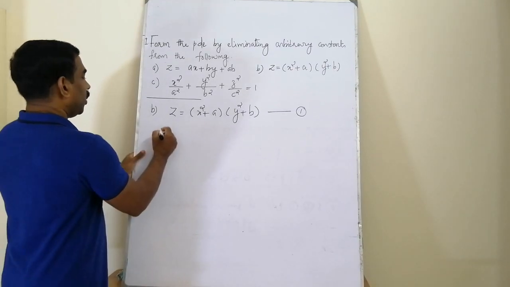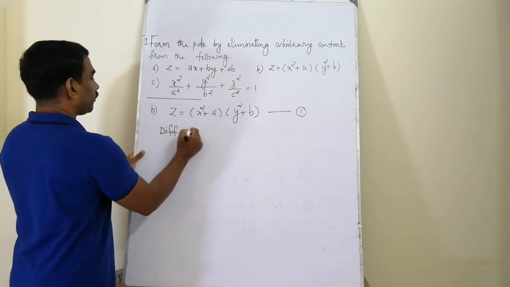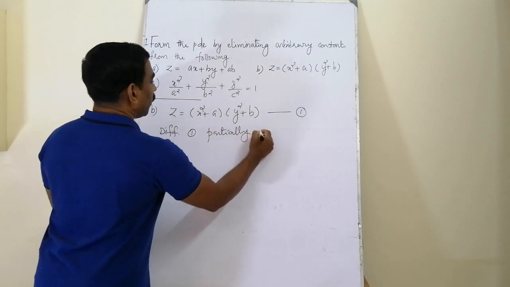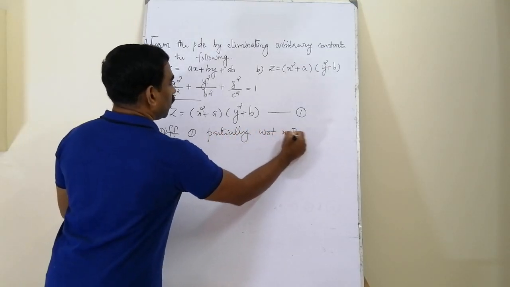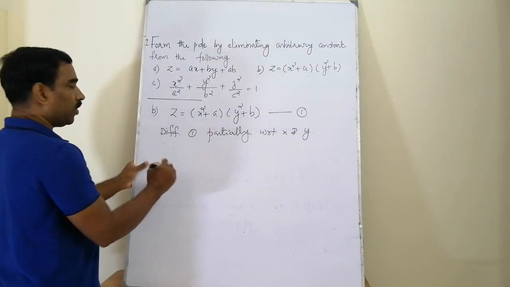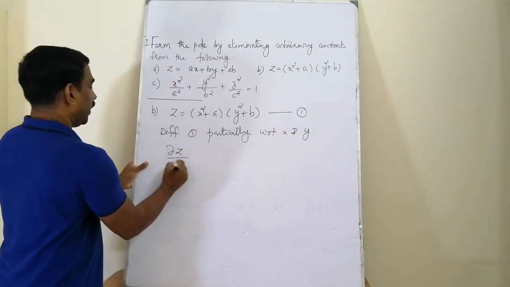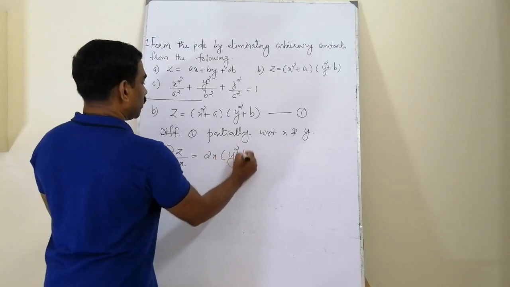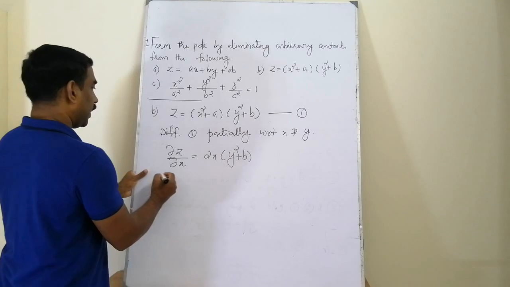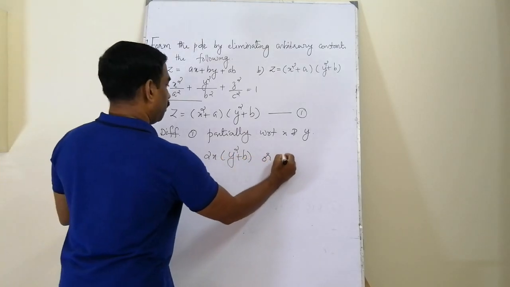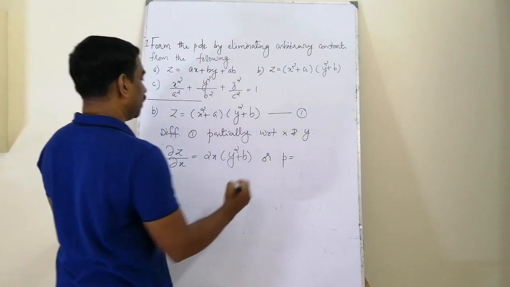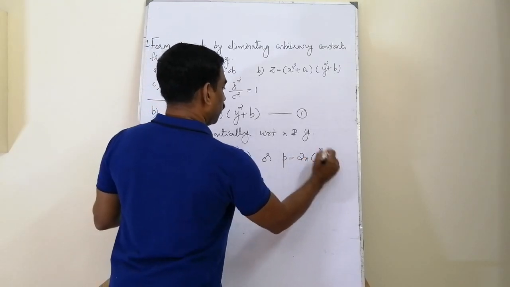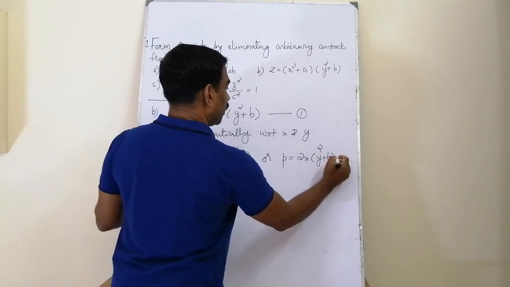So differentiating equation number 1 partially with respect to x and y. So taking the partial derivative with respect to x, we get dou z by dou x is equal to 2x into y square plus b, or we can write this in notation as p is equal to 2x into y square plus b. We call it equation number 2.